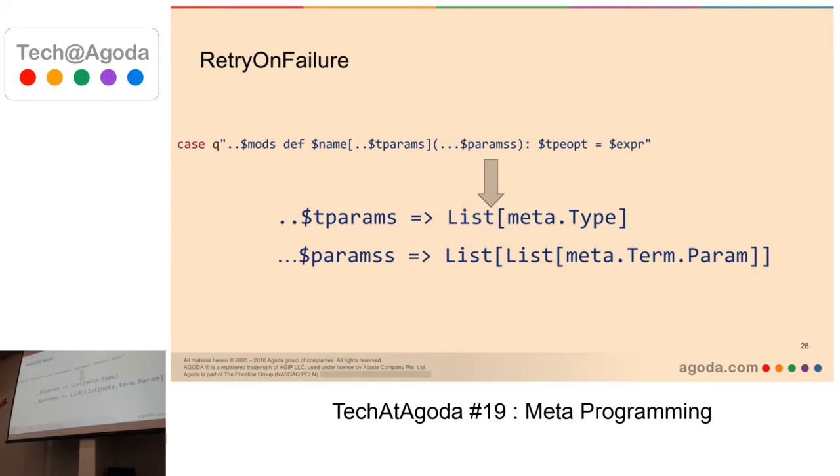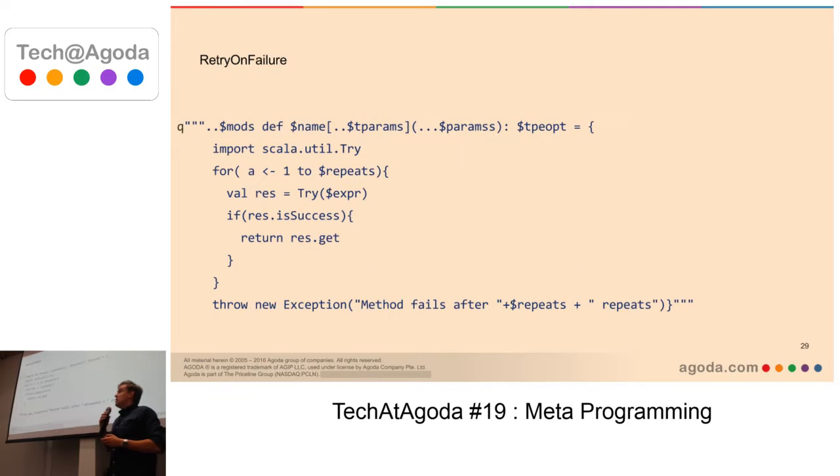And you might ask, what are these 3 dots? 3 dots means Scala can have one set of type parameters and multiple sets of arguments. The method can have multiple sets of arguments and one set of type parameters. So this is like a shorthand for the pattern explaining the list or list of lists, right? So this is the body of the annotation.